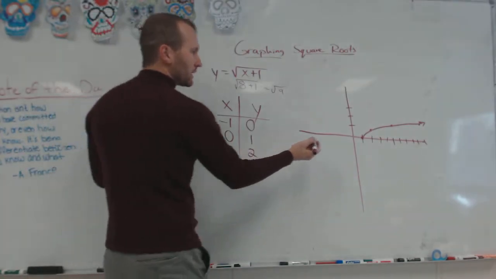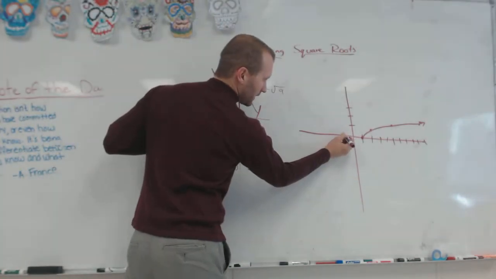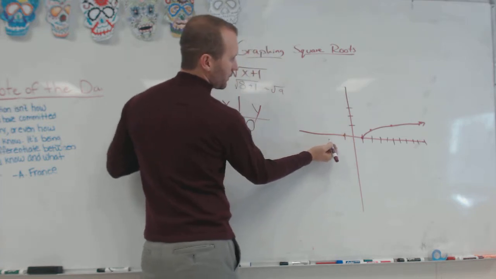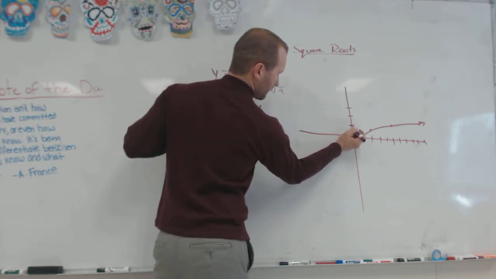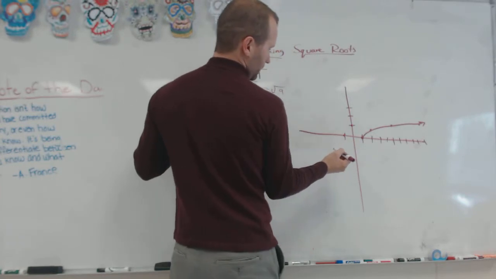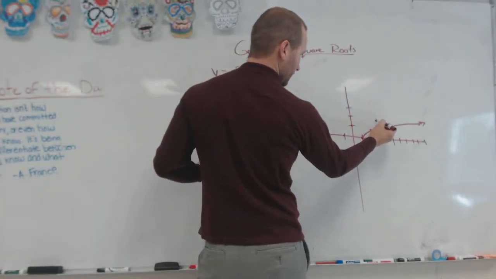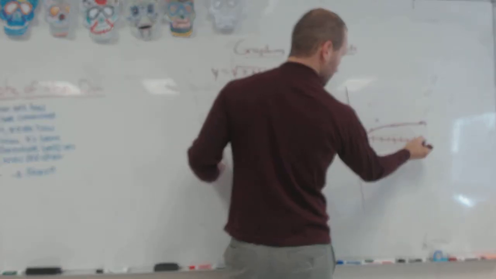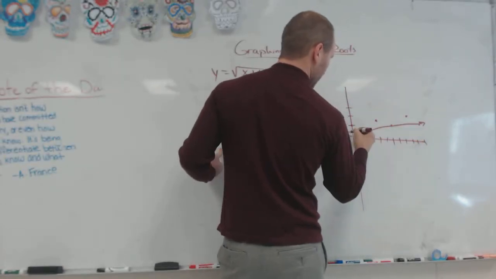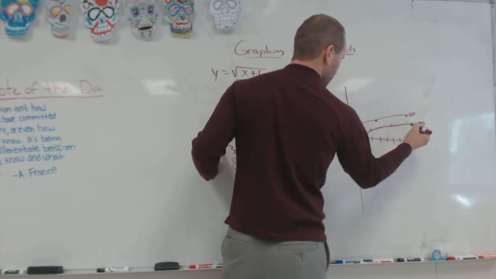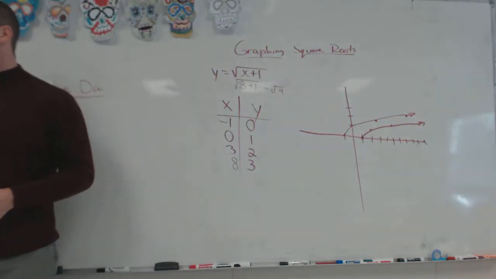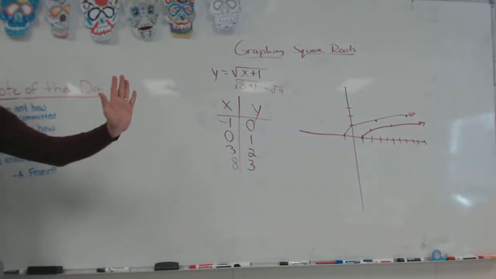So now I've moved it over this way. I'm starting here, and then I'm going like that. Let's see, 1, 1, 2, 3, and then 8. So I've got this same shape, if I could draw it perfectly, just moved over to the left.